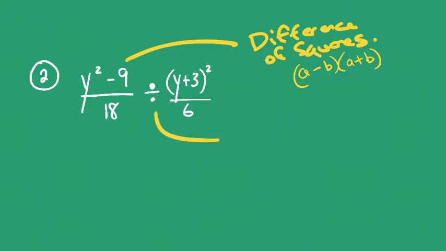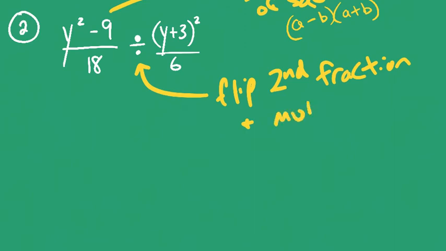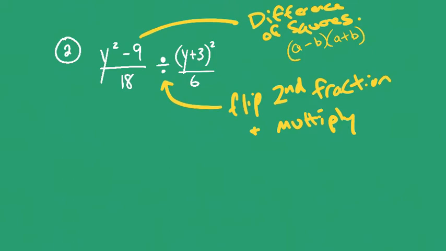The only other thing I wanted to mention is that if we're dividing fractions, so we've got the first fraction divided by the second fraction, what we're going to do is flip the second fraction and multiply. The first problem that we looked at had a multiplication sign in the middle, so we didn't flip that second fraction. This one has a division sign in the middle, so we are going to flip the second fraction.